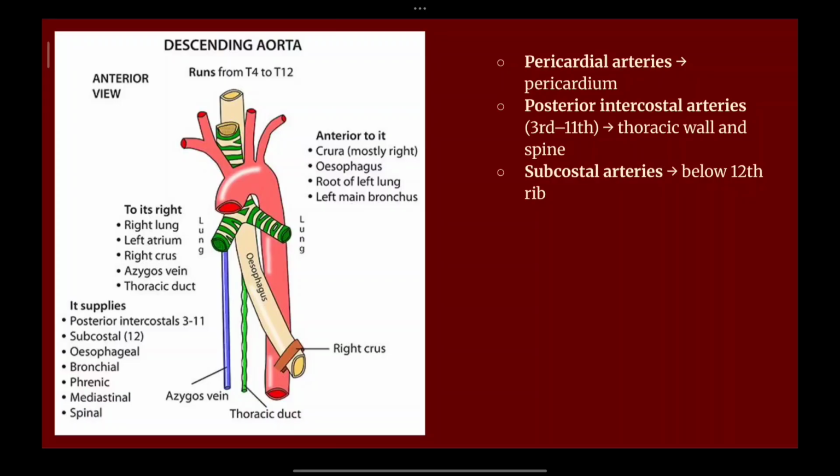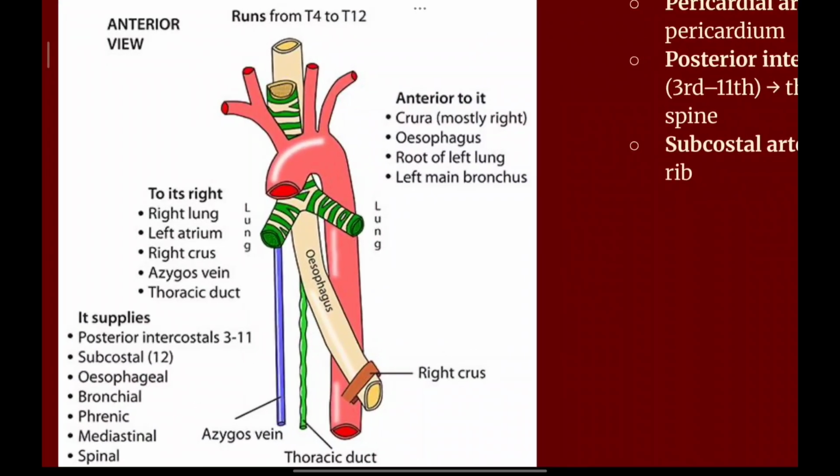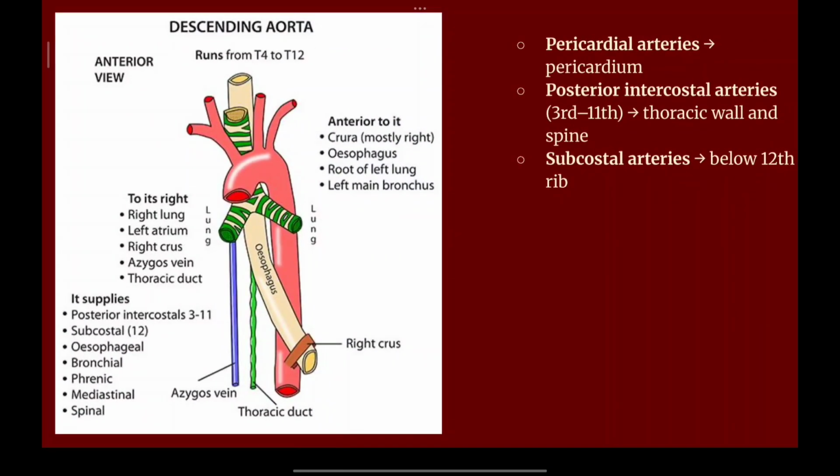So it's going to branch out and move into the lateral region of the ribs. And the subcostal arteries, like below the 12th rib, the descending aorta is going to supply the blood. Now here is the position, the blood supply and how the descending aorta is observed. So it is running from T4 to T12, that is thoracic 4th vertebra to thoracic 12th vertebra.